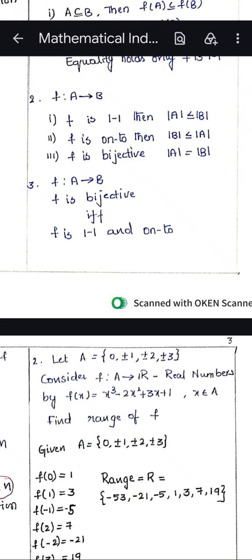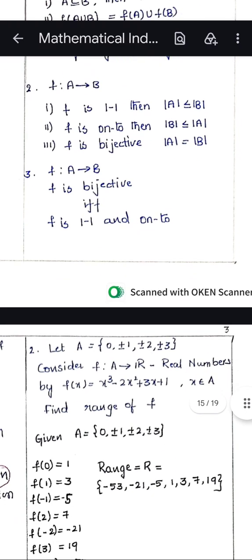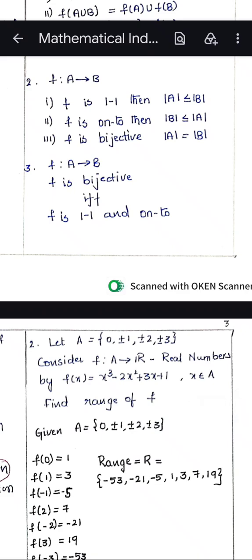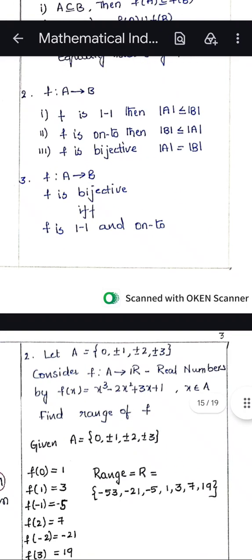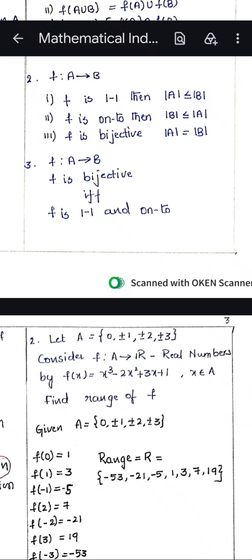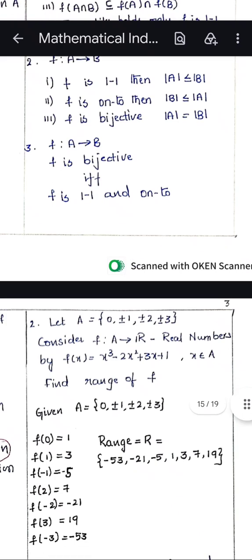If f is one to one, then mod of A is less than or equal to mod of B. If f is onto, then mod of B is less than or equal to mod of A. Because in the one to one case, in the B part there can be as many elements as needed, and A will be lesser than B. But in onto, every element in B should have a pre-image in A, so B will be lesser than A.